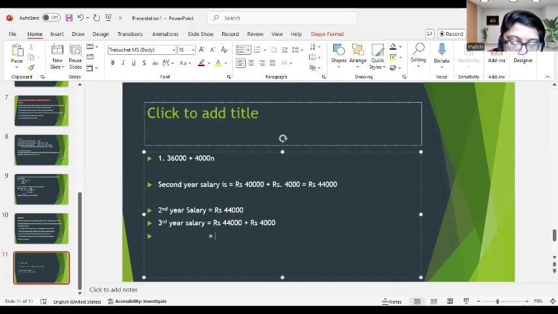What about his third year monthly salary? His third year monthly salary is 48,000 rupees. Then you can find his fourth year salary as well. His fourth year salary is, you can add 48,000 plus 4,000 rupees. Then you can get an answer. What is the answer? 52,000 rupees. Okay. I hope you can understand, right?